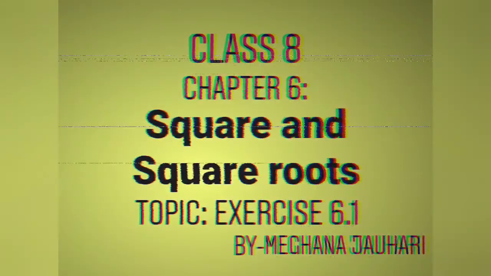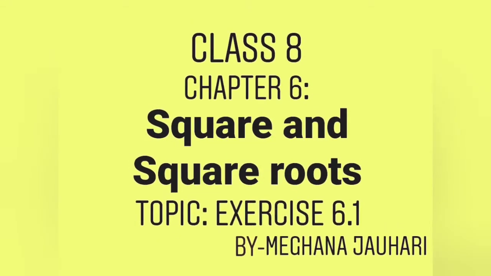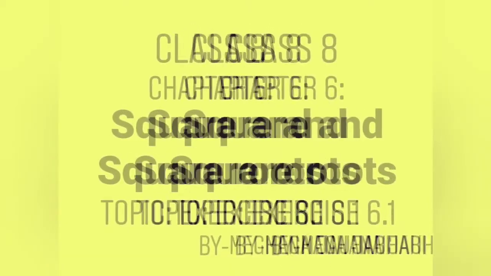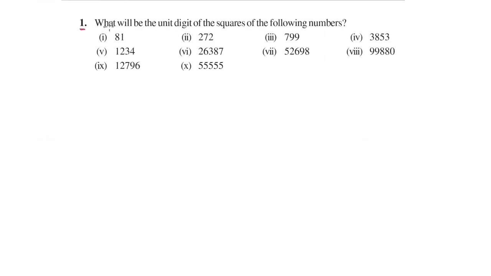So in this video we are going to start our first exercise, that is exercise 6.1. So let's start with question number 1. Question number 1 says: what will be the unit digit of the squares of the following numbers? We are given these 10 numbers, and for each of these numbers we have to find the unit digit of the square of that number. So let us start with the first part.